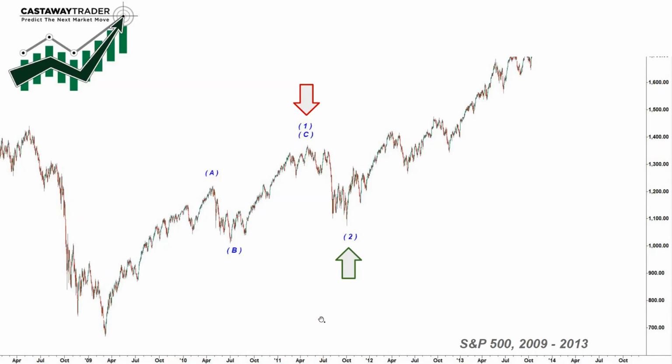Looking at the S&P 500, this is 2009-2013, we get 5 up, this is parenthesis A up, a corrective move down, B down, and another push up, another rally, another clear impulsive structure. It's wave C of 1 followed by a corrective wave 2 down. So we got 1 up, 2 down, and off that low we should get the first leg of the strongest part of the rally, in wave parenthesis A of parenthesis 3.